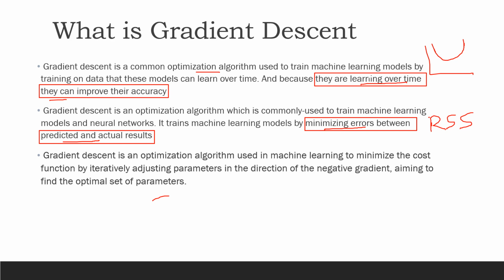So keep watching. Here is another definition. Gradient descent is used in machine learning to minimize the cost function by iteratively adjusting parameters in the direction of the negative gradient. So this is the gradient. In this direction, it will gradually move to reach that minimum point. This is what this definition is talking about.